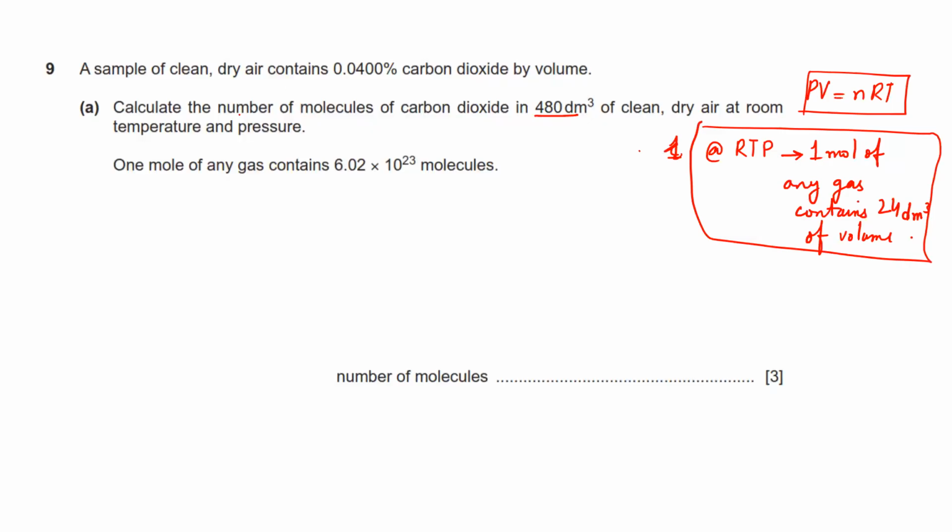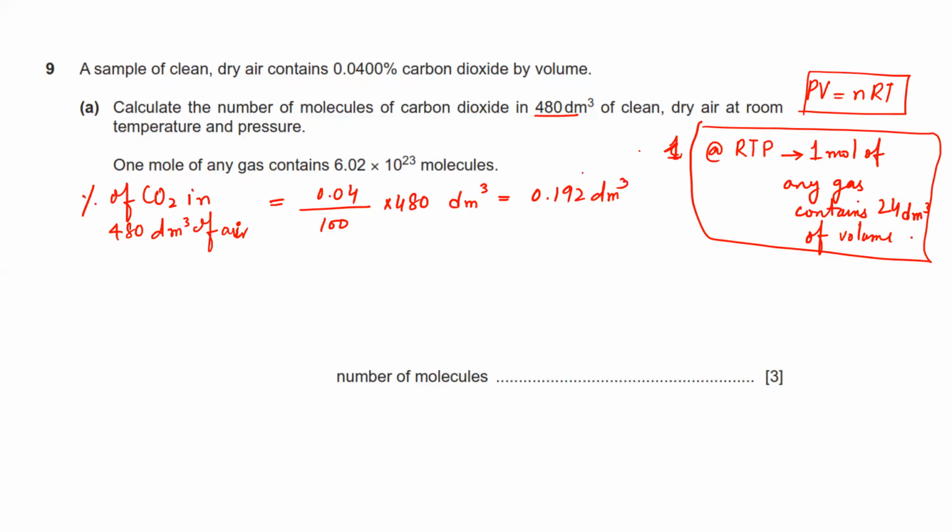So first of all, we have to calculate the volume of CO2 in 480 dm cube of air. So the volume of CO2 is 0.04 by 100 into 480 dm cube, and this comes out to be 0.192 decimeter cube. And this is the volume of carbon dioxide. Remember, at RTP, 24 dm cube of CO2 will have 1 mole.